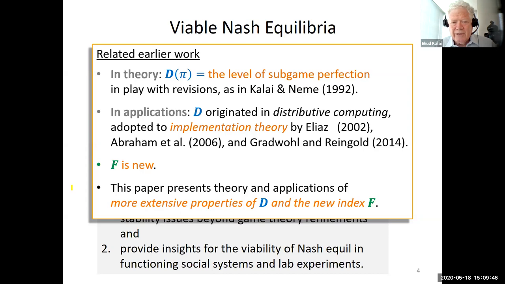Elias in 2002 recognized that this is an implementation problem, and he generalized the whole approach to implementation theory. If we have time, I'll describe it. He has an implementation theory with faulty players instead of faulty computers. The index F that I discuss here hasn't been mentioned before, to my knowledge. What I'm going to do in this paper is present theory and applications of significantly more extensive properties of D beyond the ones in the implementation theory, and also the implications of the new index F.